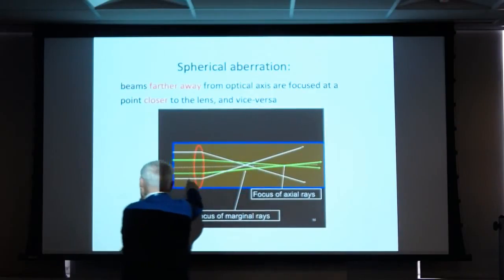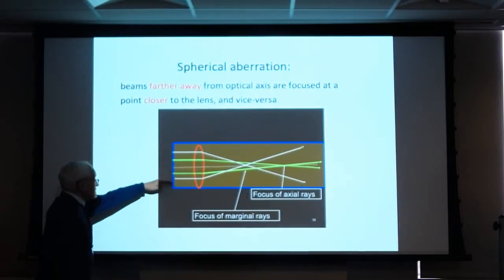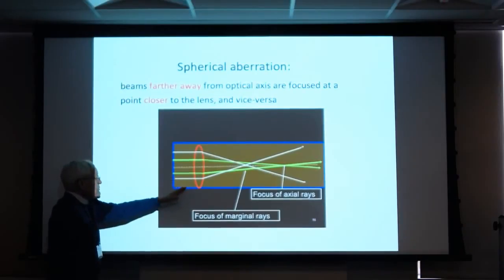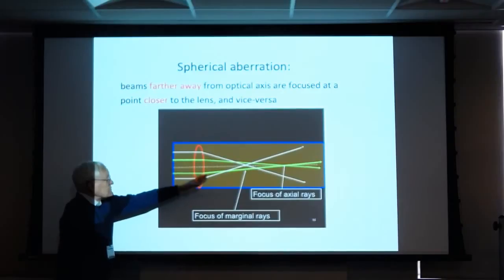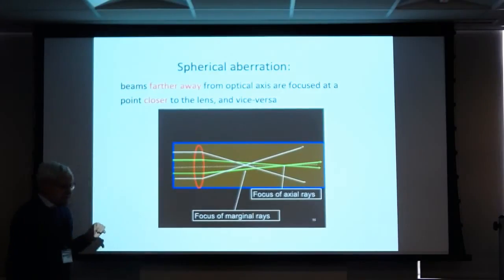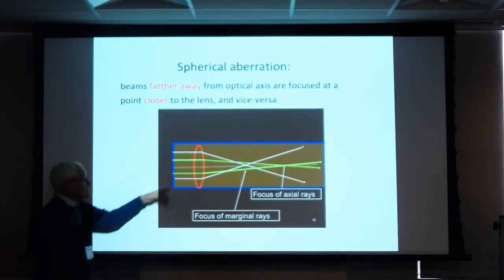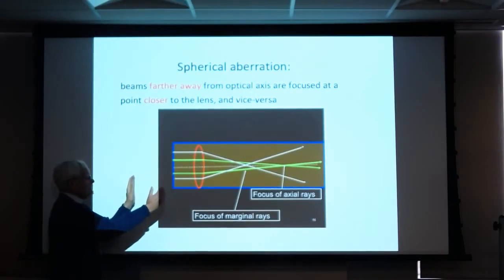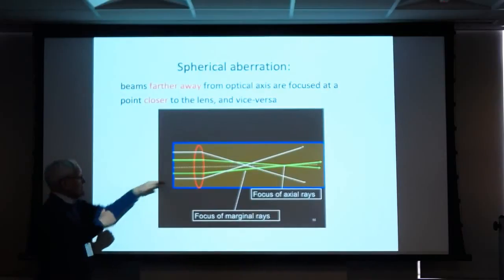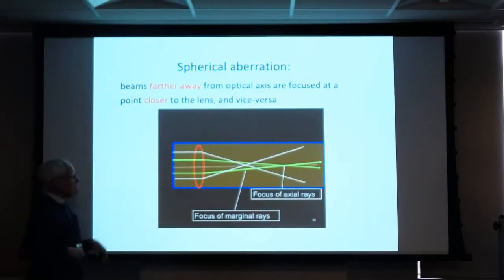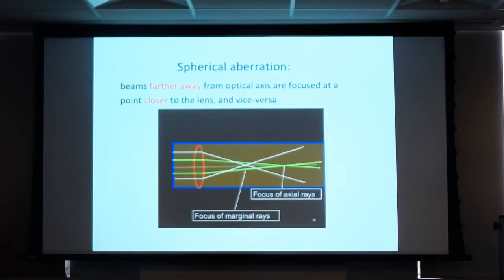If we take a beam that is far away from the optical axis, then the focal length becomes shorter, which means that the spherical aberration constant is negative. It simply means that the curvature of the lens is such that the focal length becomes shorter as we move out with the beams.